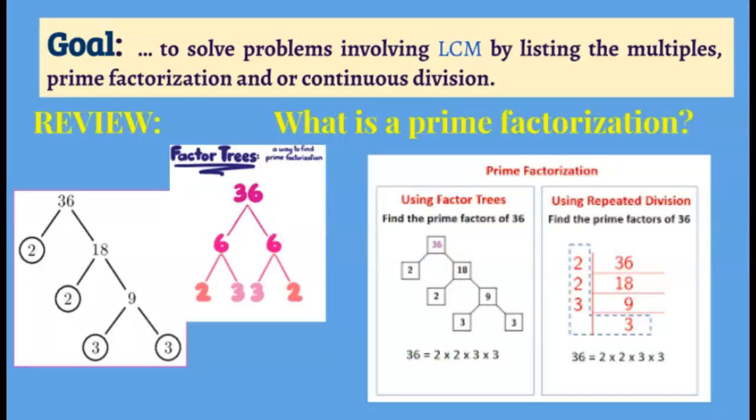Also, we did prime factorization yesterday. We call it a factor tree. So if you notice, you could factor out 36 starting with 6 times 6, or you could also start it with 2 and 18. You're still going to end up with the same prime factorization. All right, and this is one of those continuous divisions, and this is an example of the prime factorization of 36. Just a little review.